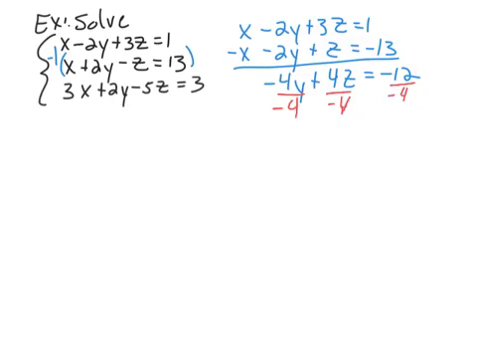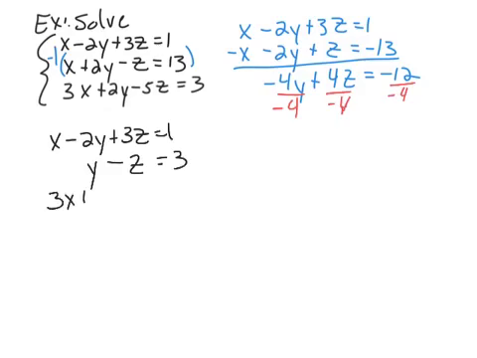My first equation is unchanged. X minus 2y plus 3z is equal to 1. The second equation is what I modified. It is now y minus z is equal to 3. And the third equation we haven't changed yet. 3x plus 2y minus 5z is equal to 3.